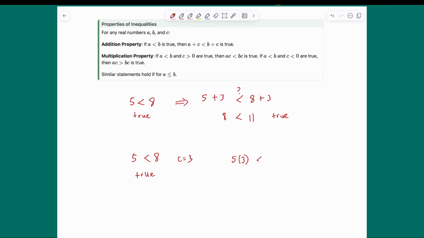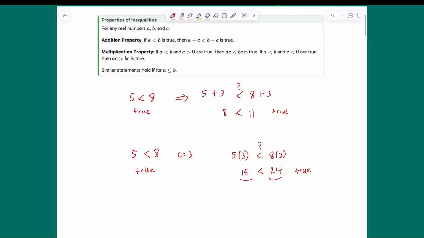and 8 by 3, this would become 15 is less than 24. And so that's true. And so that holds for all real numbers a, b, and c. Okay, with the conditions met.